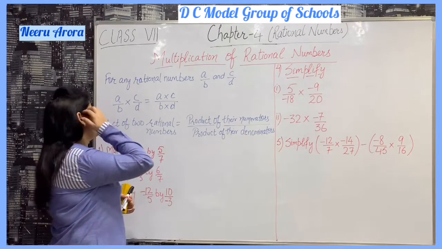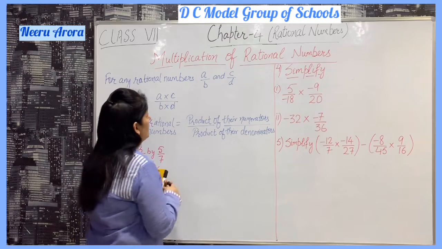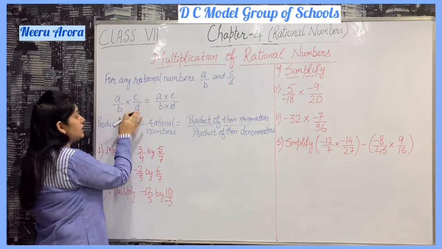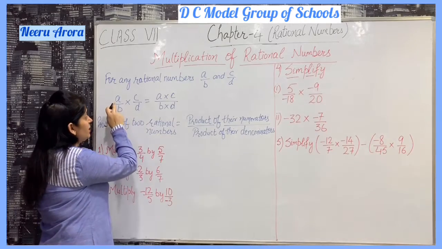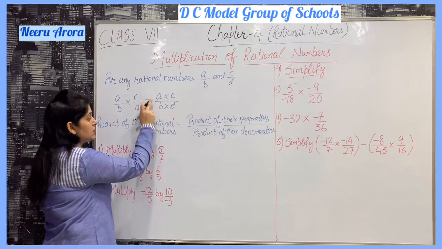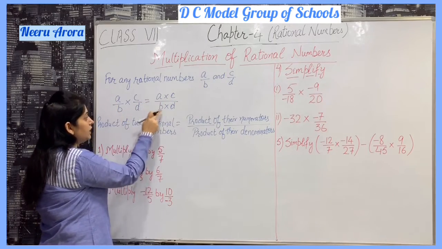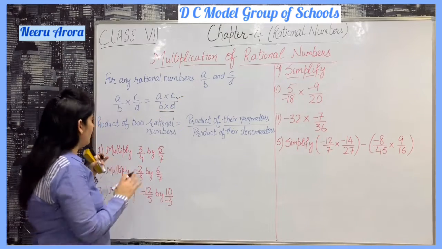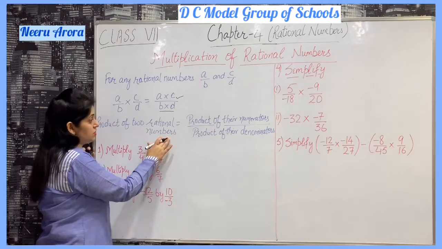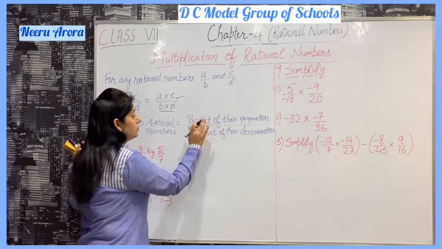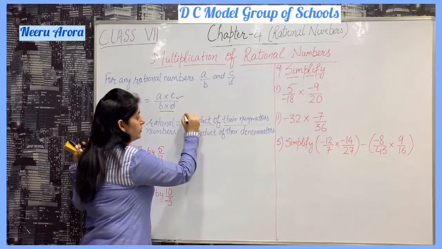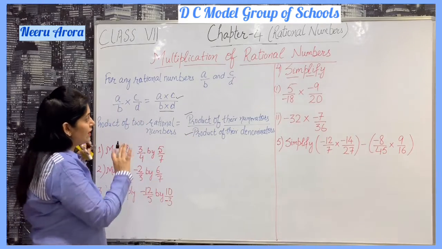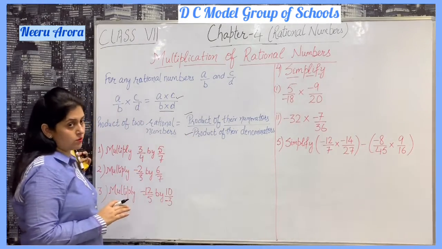So you can see here a by b and c by d are any rational numbers. When we multiply these two rational numbers, we multiply a into c, the product of their numerators, and b into d, the product of their denominators. So we can say the product of two rational numbers is equal to the product of their numerators and the product of their denominators. We have done the same concept in fractions also.